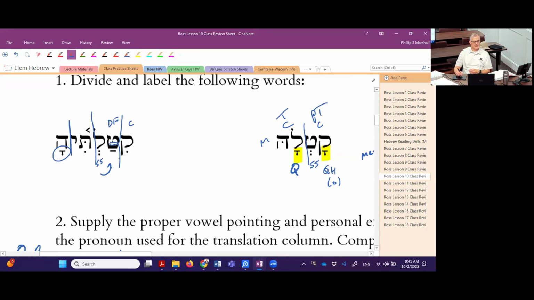The second syllable, is that open or closed? Closed, because I've got a silent shva. The third syllable: open. The yod is not a consonant, so it's part of the vowel, kirik yod, and with the vowel, it's open. And then this final syllable, is that open or closed? It's open. Good.